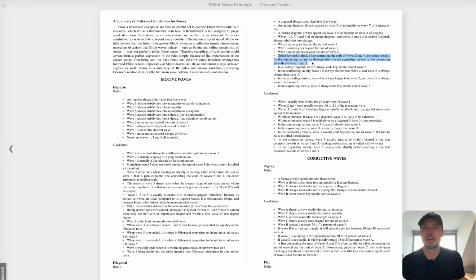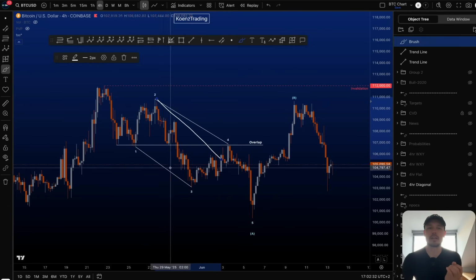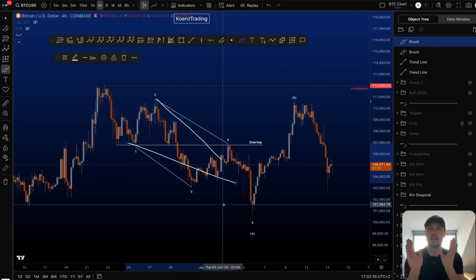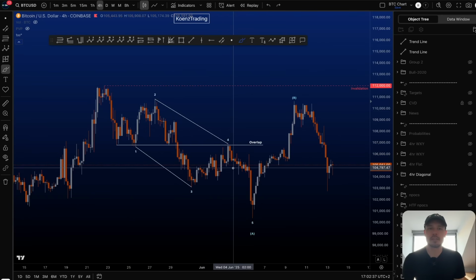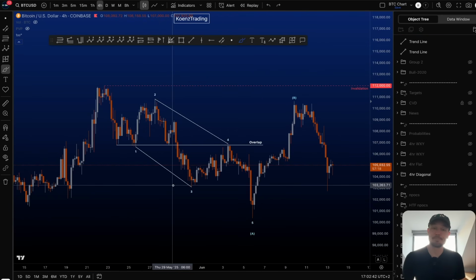And then it says here, going forward in time, a line connecting the ends of waves 2 and 4 converges towards, in the contracting variety, or diverges from, in the expanding variety, a line connecting the ends of wave 1 and 3, which basically means that in a contracting diagonal, a rule is that the lines are converging, not diverging, which basically invalidates a contracting diagonal to the downside here, right?